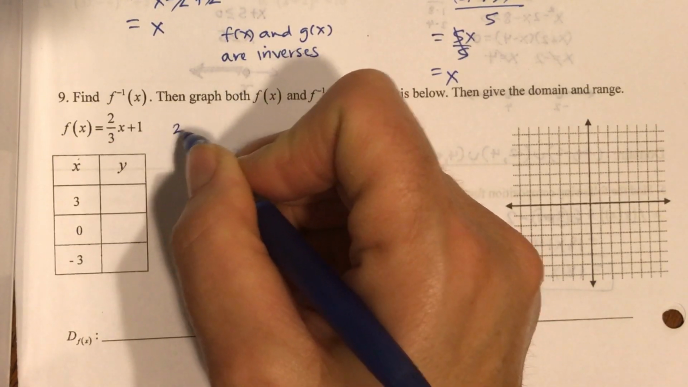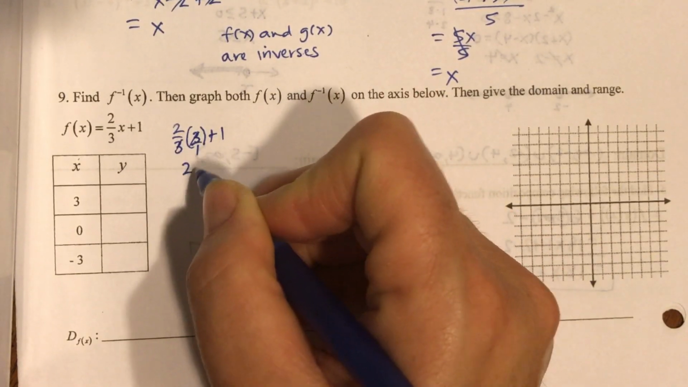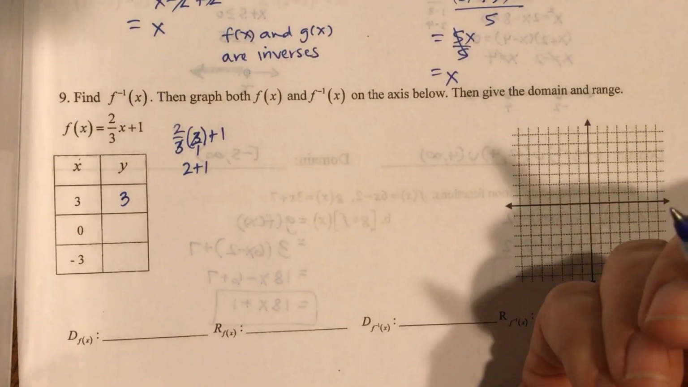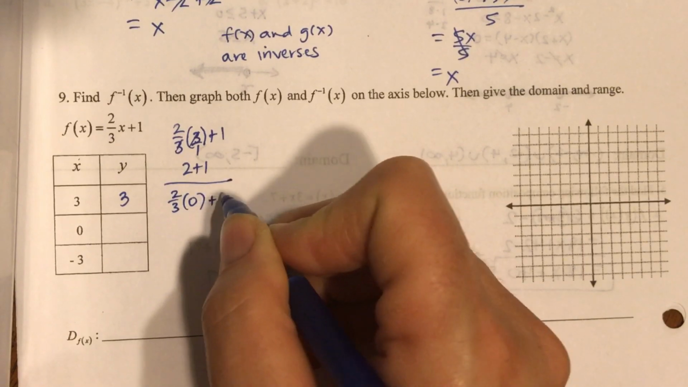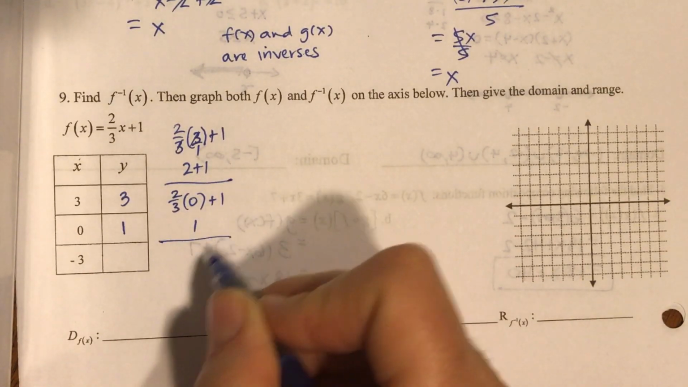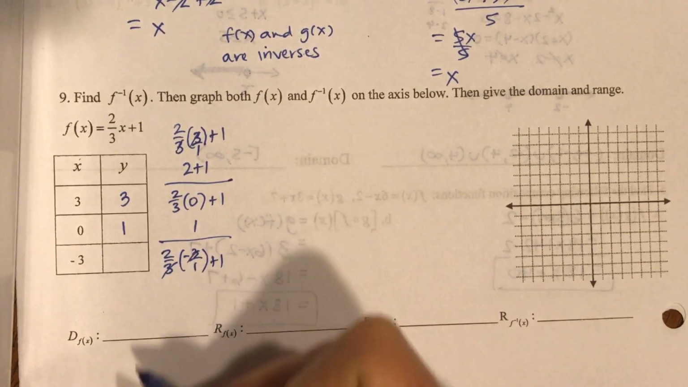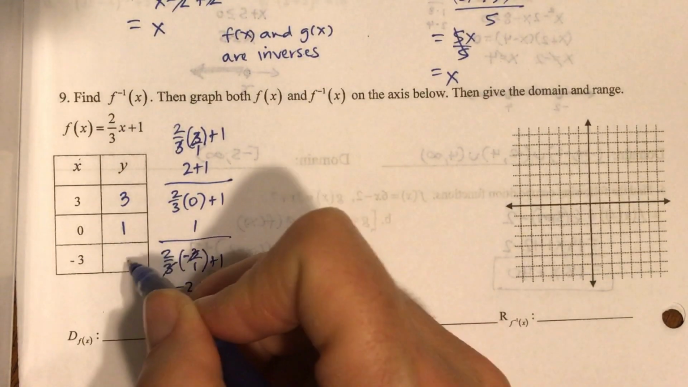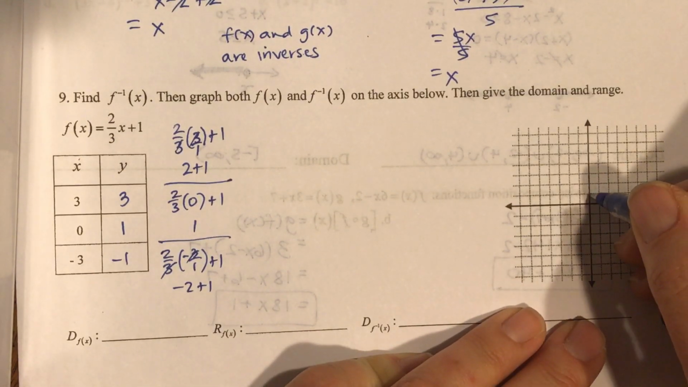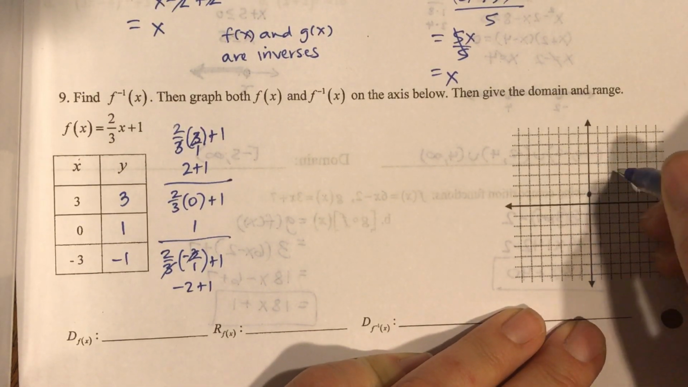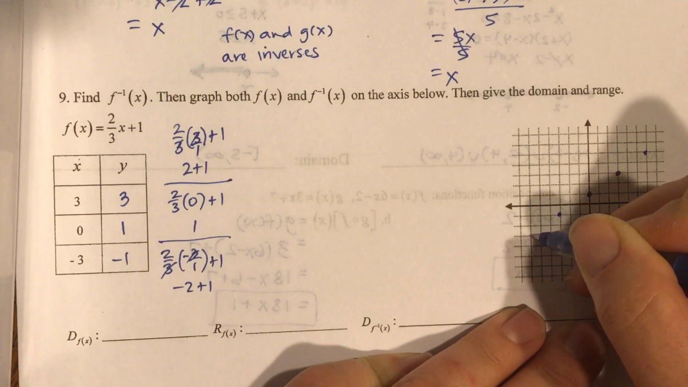If I take 3 and substitute it in, that's actually 3 over 1. Those make a 1, and it's 2 plus 1, which is 3. If I do 0, 2/3 of 0 plus 1 is 1. And if I do the next one, 2/3 times -3 over 1 plus 1, those make a 1. I get -2 plus 1, so this is -1. If I graph those, which I could have graphed anyway, starting at 1, up 2 over 3, up 2 over 3, down 2 over 3, down to -3.